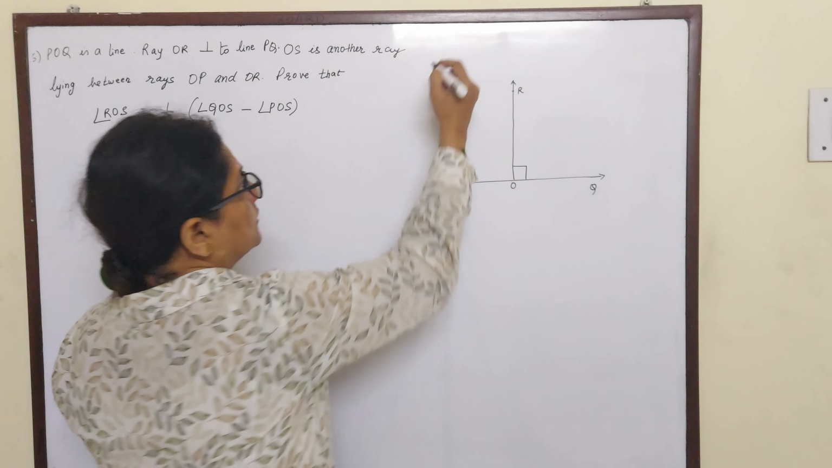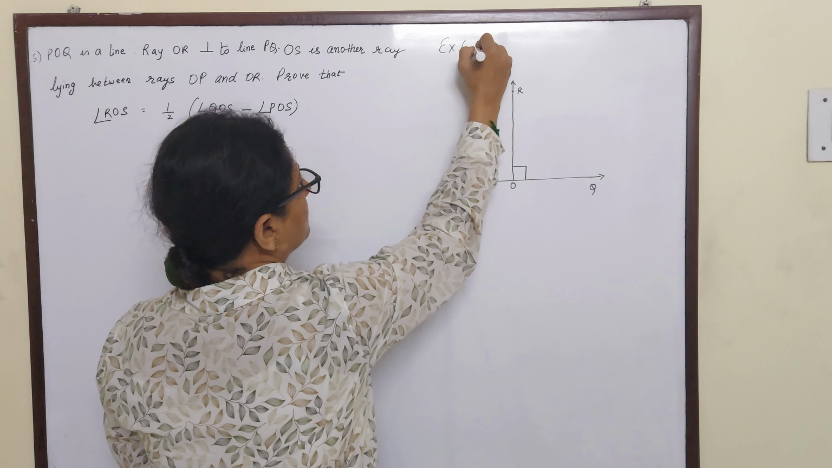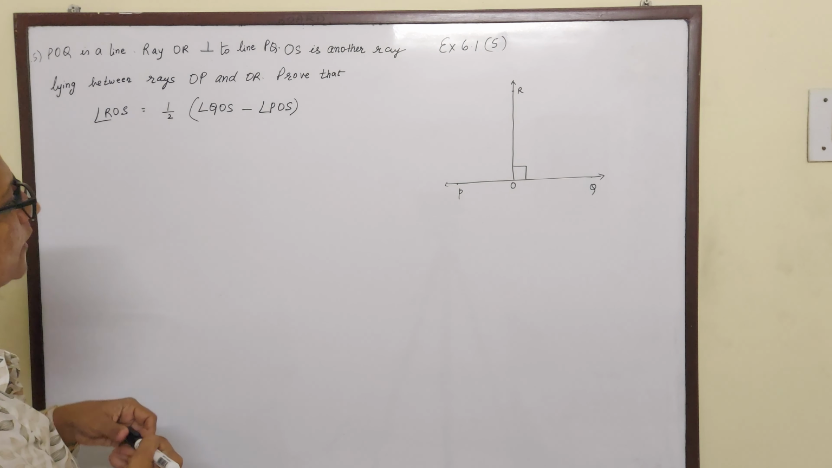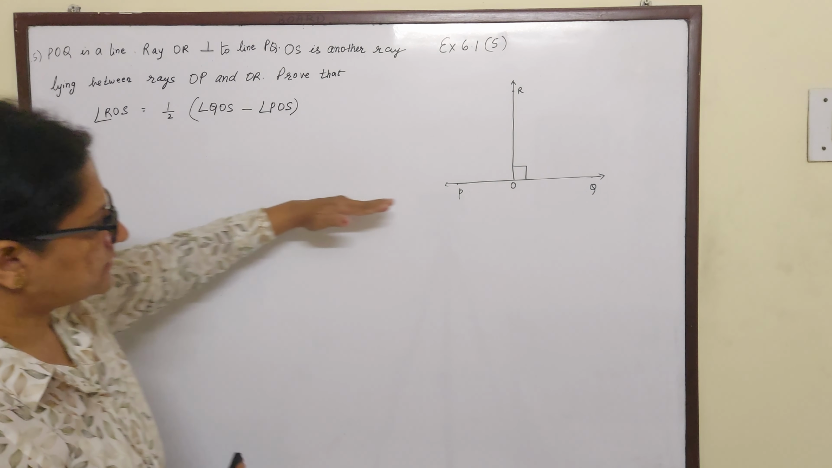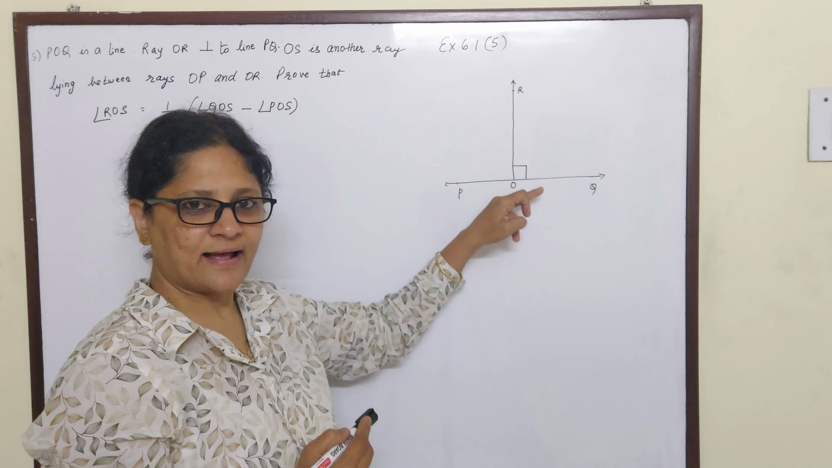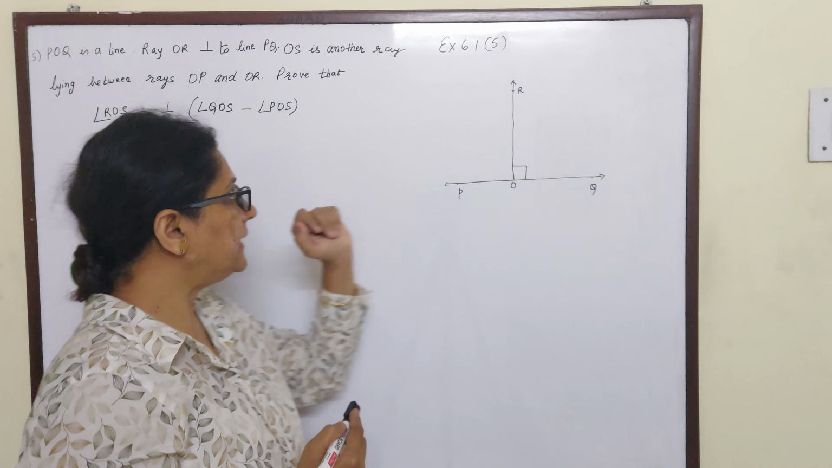Hello children, now this is your exercise 6.1 fifth sum. They have given that POQ is a line. So this is your line. So we know that this is a straight angle, so they will form 180 degrees.